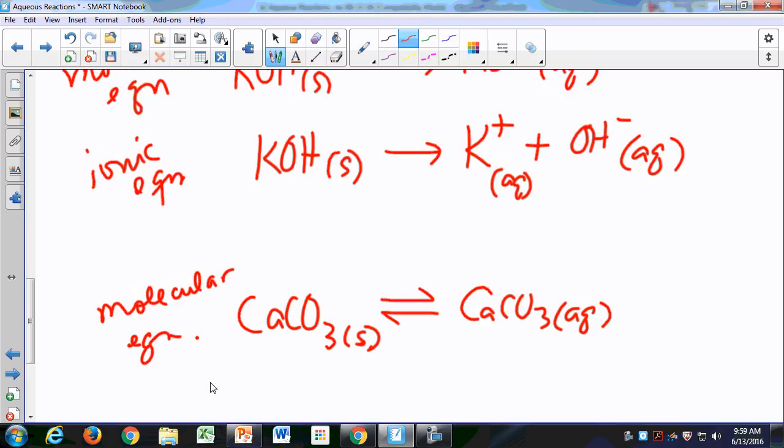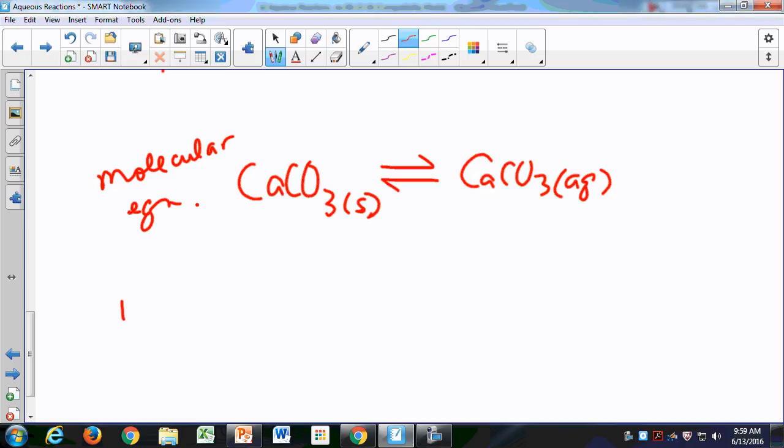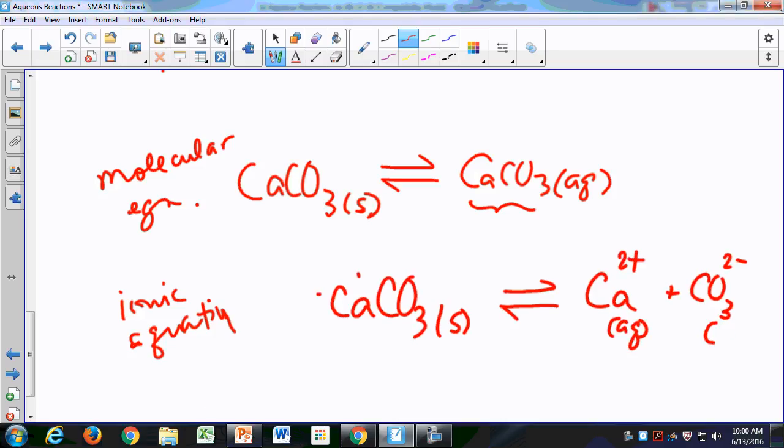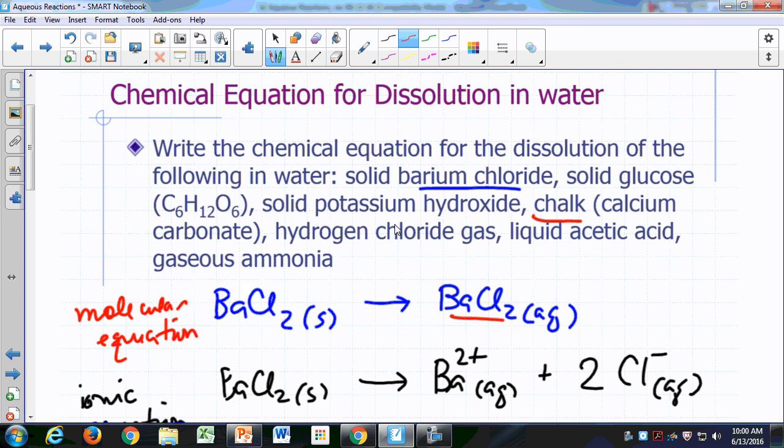And your ionic equation would be pretty much the same thing, except you know that these ions are not really stuck together in solution. They're dispersed. So you write this as calcium carbonate solid, right harpoon over left harpoon, Ca2+ aqueous plus carbonate 2- aqueous.